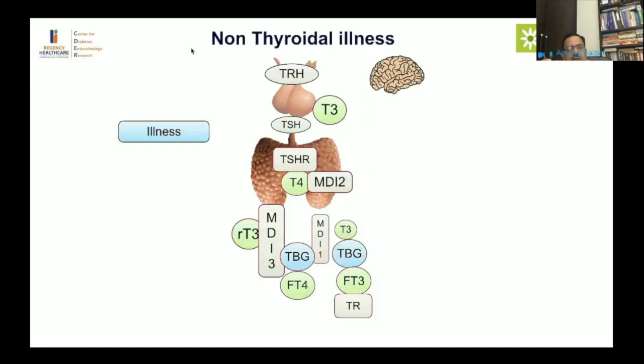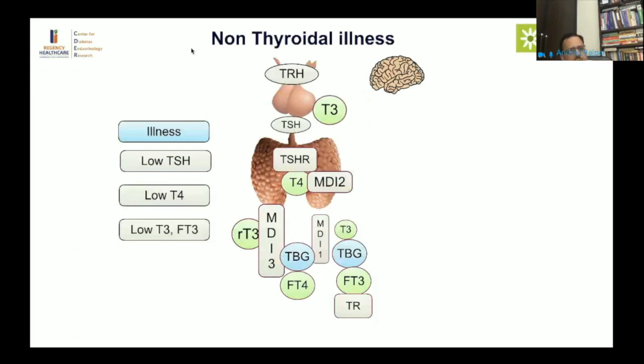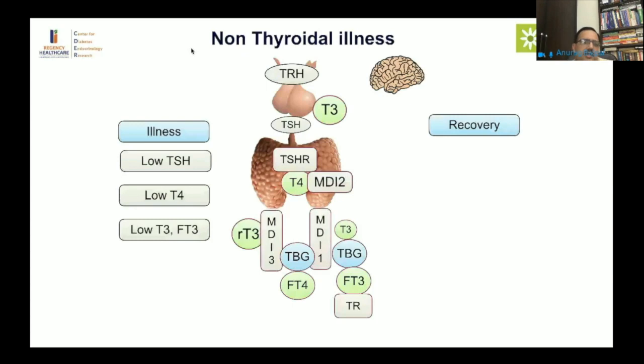So non-thyroidal illness in the acute phase will be associated with low levels of TSH, T4, and low T3 and FT3. You will have high RT3, but that is not usually tested in most labs. Once the recovery happens, this MDI3 activity is decreased and there is increased MDI1, which results in increased levels of T3, and subsequently the TSH levels tend to go high.